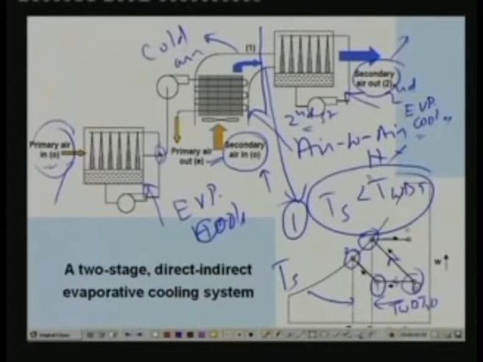One can also think of other schemes. One can also go for 3 stage, right? 3 stage direct, indirect, direct, or direct, direct, indirect, like that. Several schemes are possible. So using these multi-stage schemes, you can achieve temperatures which are much lower than the wet bulb temperature of the incoming air.